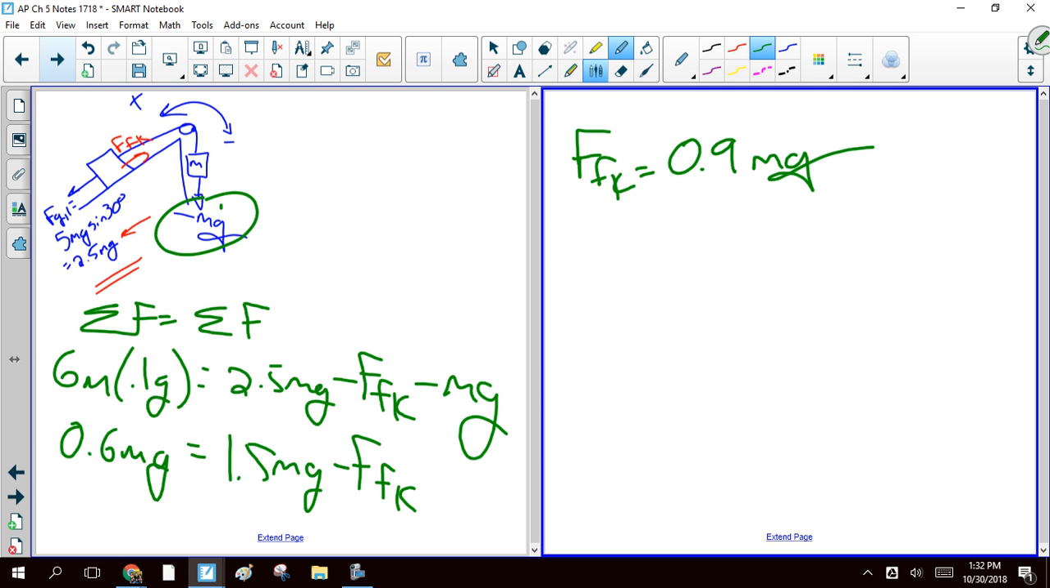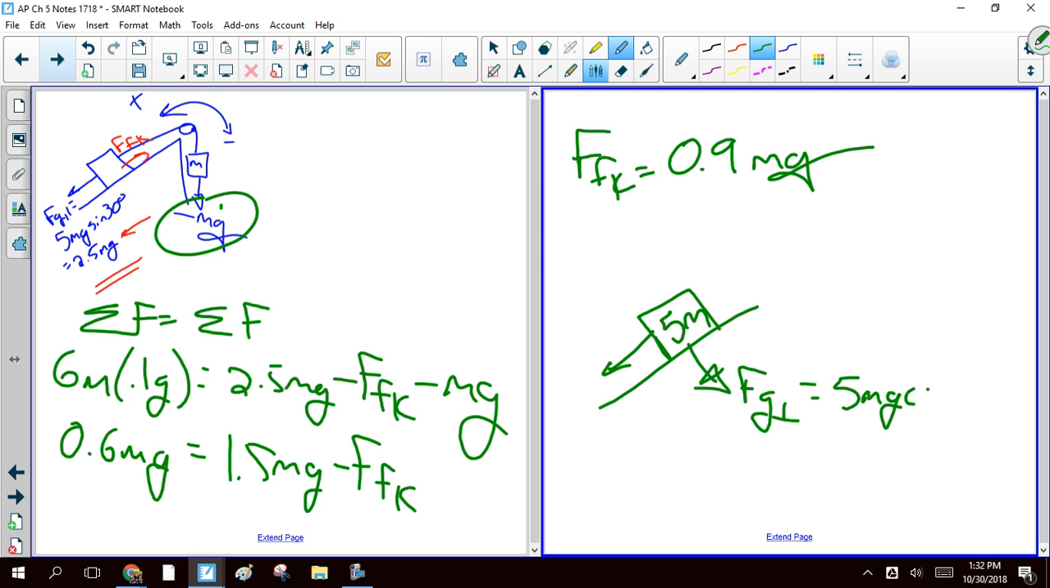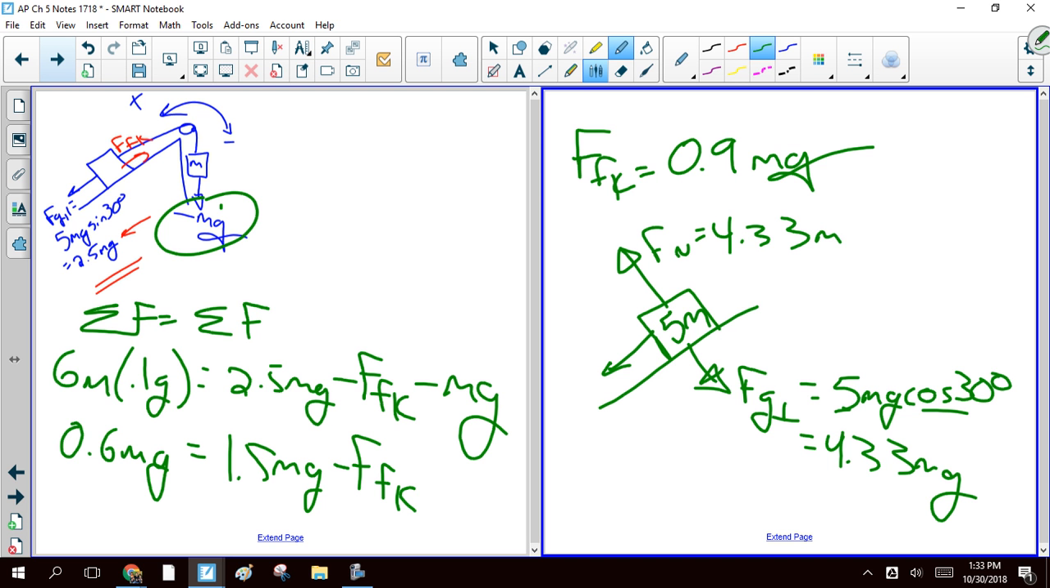All right. So now to find the coefficient of friction, we need to go back to that block, right? So here's the block. I already put in my FG parallel, but I didn't put in my FG perpendicular. FG perpendicular is, well, this guy's a mass of 5m, right? So this is 5mg times the cosine of 30 degrees. If you do 5 times the cosine of 30, you get 4.33 mg, which means my normal force is also 4.33 mg.